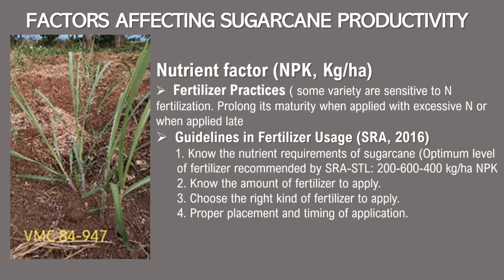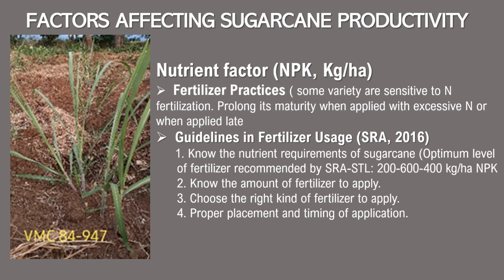that we are going to use to apply to this specific variety. So in terms of nutrient factor, we know for a fact that our crop needs macro element in the form of nitrogen, phosphorus, and potassium in kilograms per hectare. So we have to have a very good fertilizer practices. We need to consider variety that we are going to use, because some variety are sensitive to especially nitrogen fertilization. Their maturity could be prolonged when they will be applied with excessive nitrogen, or when nitrogen is applied late in the growing stages of this crop.